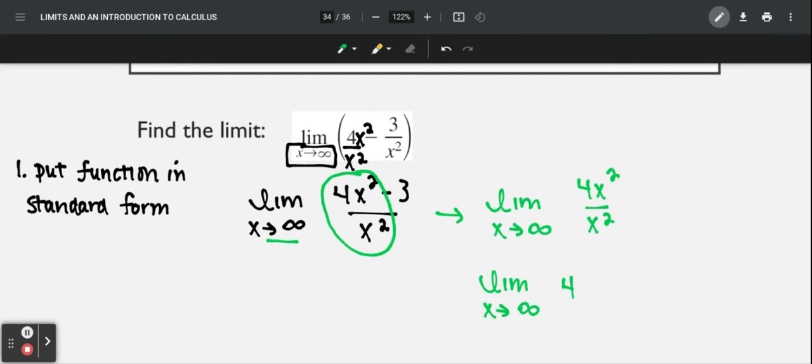And 4 is a horizontal line, right? So the limit of a horizontal line is just whatever the value of your horizontal line is. So the limit of this original function at its end, so this means it's approaching a horizontal asymptote at 4 as x approaches positive infinity.